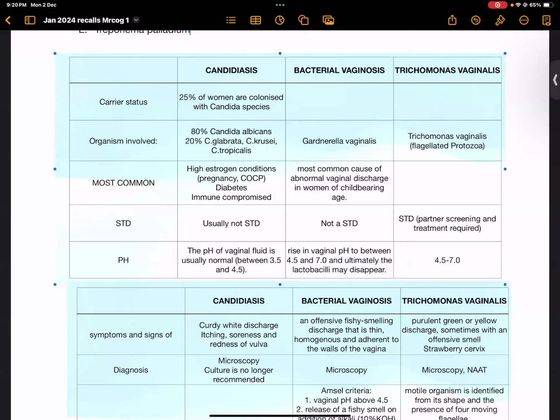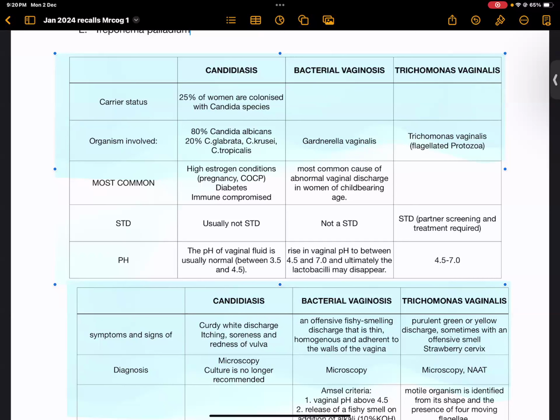Candida occurs in high estrogen conditions, so pregnancy, OCPs, diabetes, and immunocompromised states are linked to Candida infection. If they ask the most common cause of abnormal vaginal discharge, that is always BV. Of these three, only Trichomonas vaginalis is a sexually transmitted disease, and you have to screen and treat the partner as well. The pH in Candida remains acidic, so it stays normal: 3.5 to 4.5 is the normal vaginal pH.